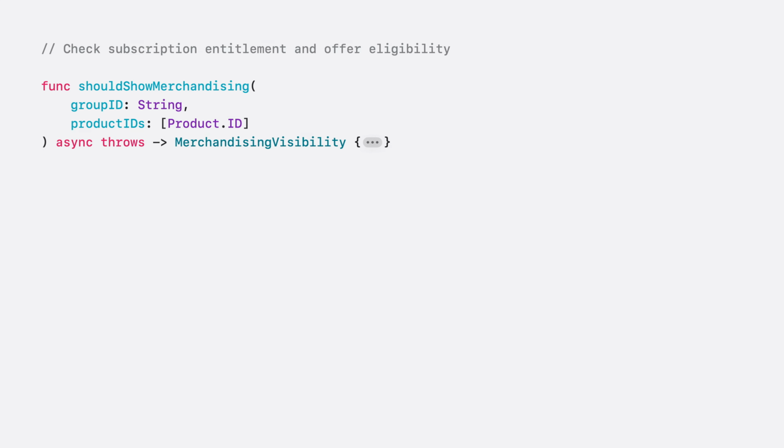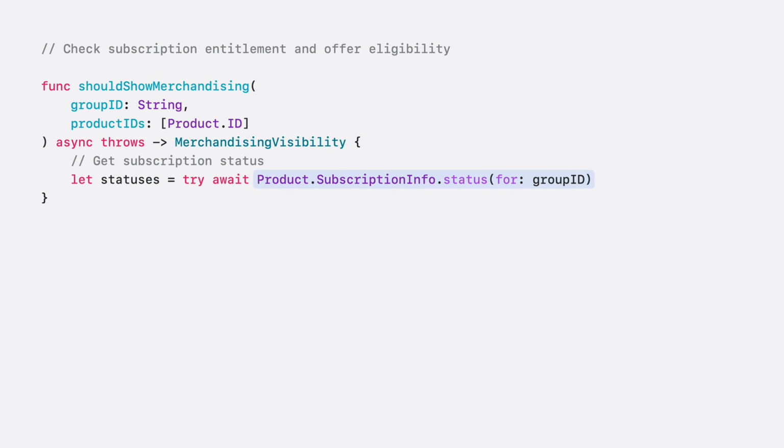I'll demonstrate how to add support for win-back offers in Destination Video using these new APIs. I have existing logic in my app to check for the subscription status and the introductory offer eligibility before I display any merchandising to a customer. To do that, I use this function to determine the customer's current subscription status and if they're eligible for any offer. The function takes 2 parameters, the group ID of the subscription I want to check the status for, and a list of its product IDs.